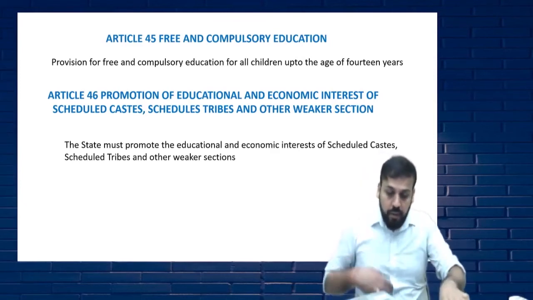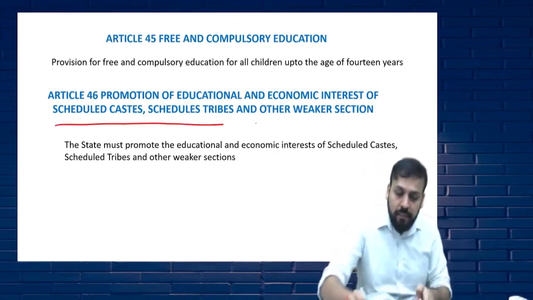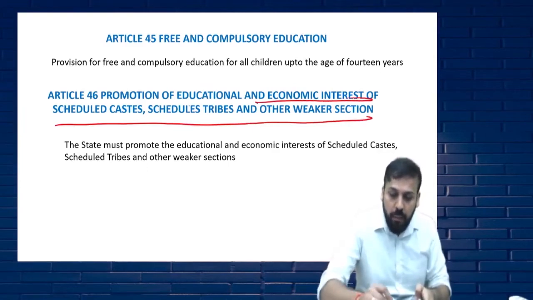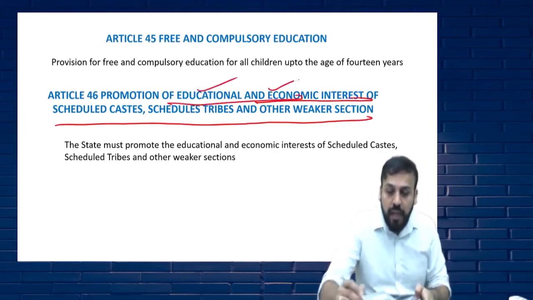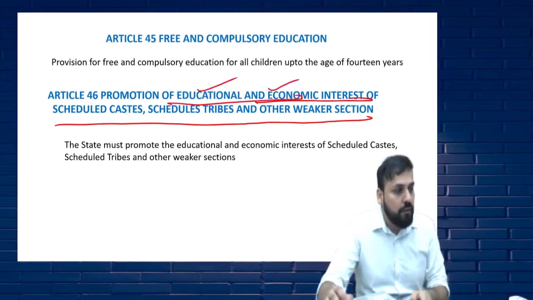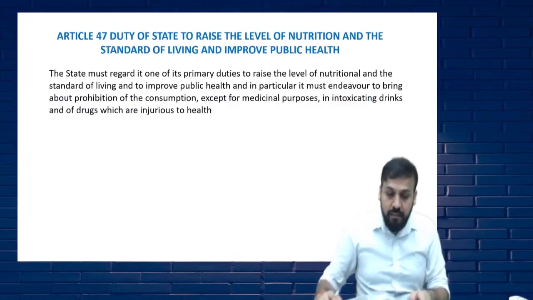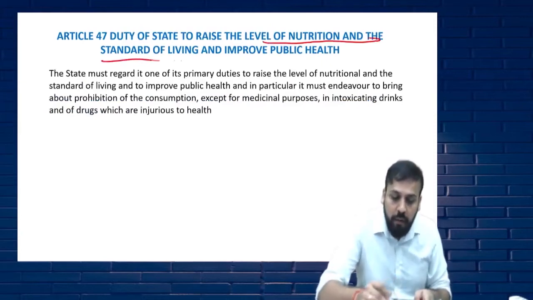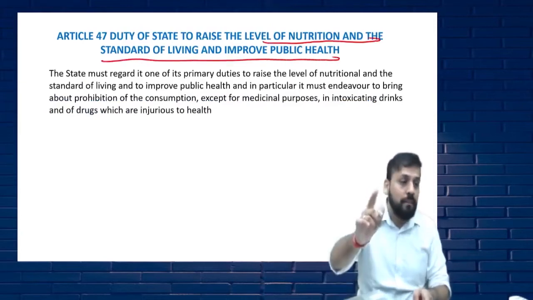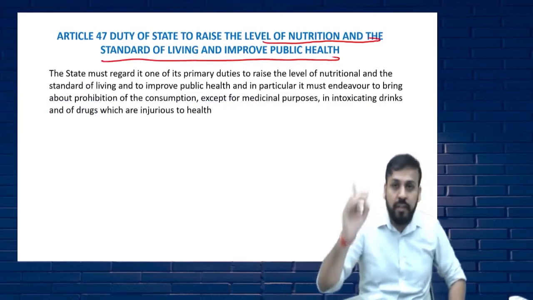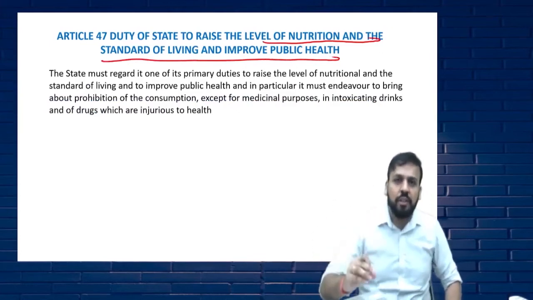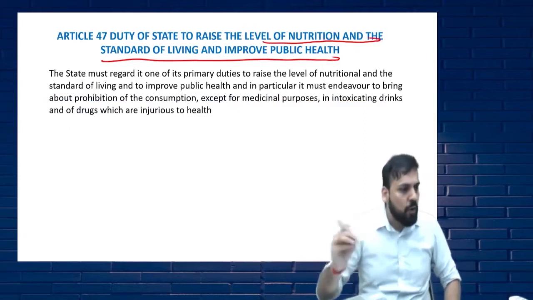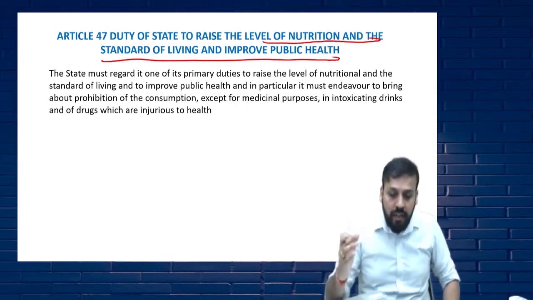Then promote the ST, SC and other weaker sections and economically weaker sections, give them education and economic interest for their welfare. Article 46. Duty of the state to raise the nutrition level and standard of living and improve public health. COVID, we have seen the government did a lot, vaccination and so on, yes or no? Why are they doing it? Because public health is important, and their nutrition level is important.